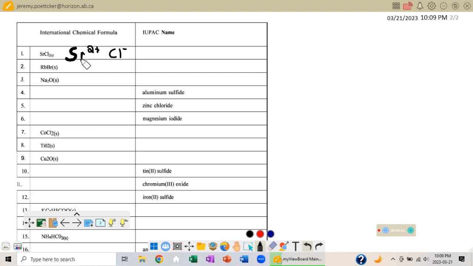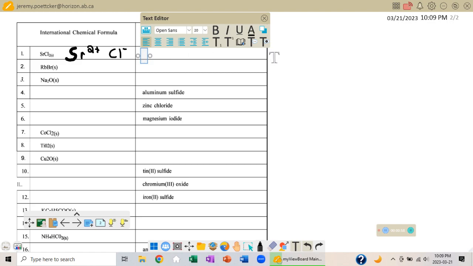Now, the big important thing here is that strontium can only be 2+, so we do not need to worry about any kind of Roman numeral to go with that. It is not a polyatomic ion, and this thing is going to be named strontium chloride. That sounds great. Beautiful. All right.